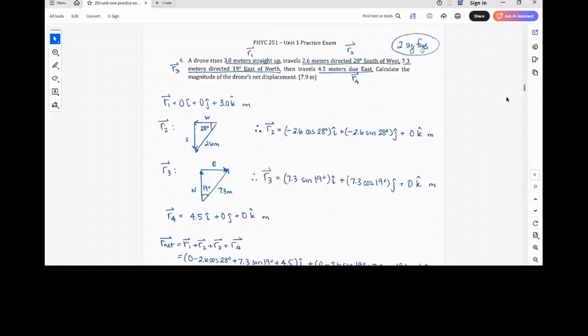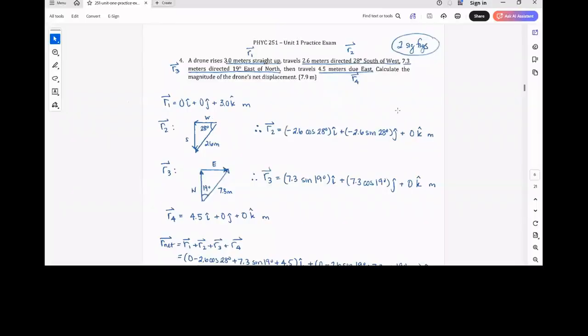Four is also a vector question, but now this is one that I can tie to the maneuvers of a drone. So I've got 4 different maneuvers. I'm going to indicate those with vectors R1, R2, R3, and R4. Since this is involving 3-dimensional motion, I need to add a k-hat unit vector to each one of these maneuvers. This first one is 3.0 meters straight up, so that's along the z-axis. That means in the I hat and j hat directions, these component vectors are going to be 0, but in the z direction, I have 3.0 k hat.